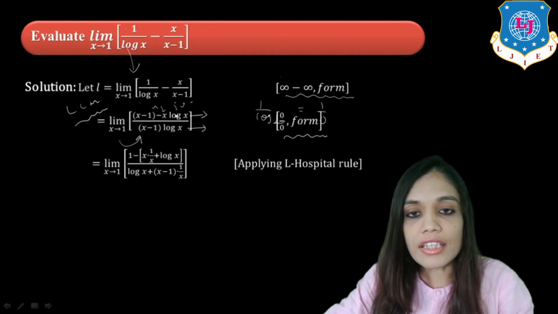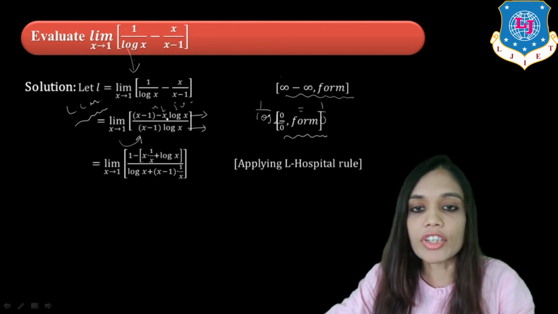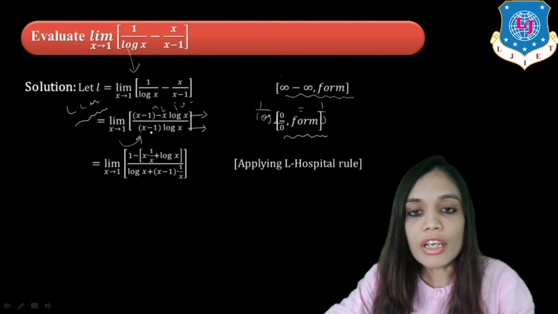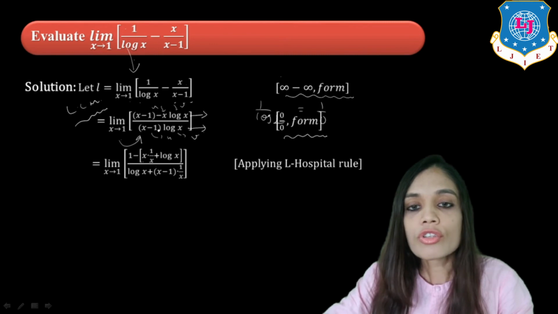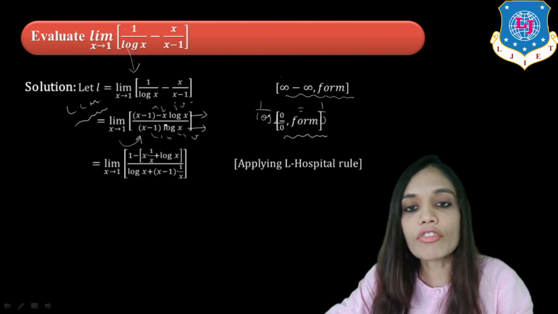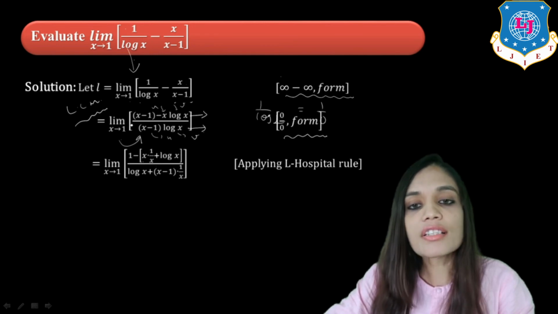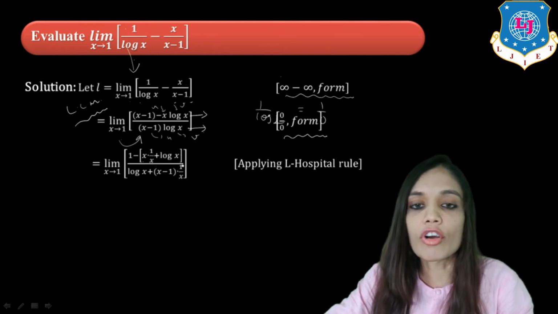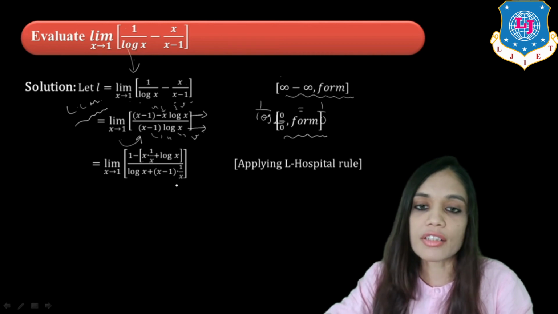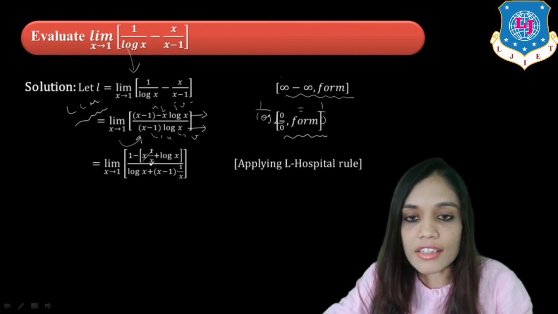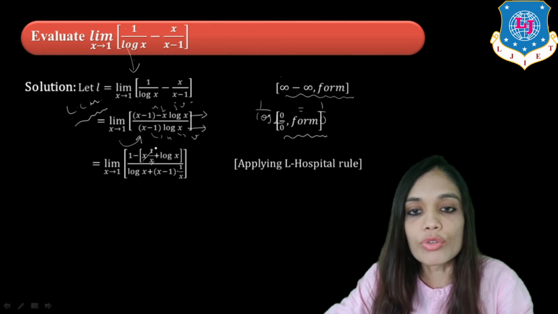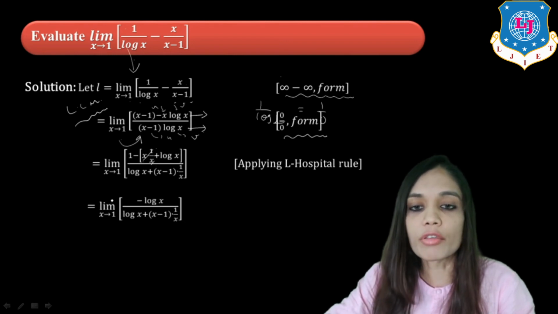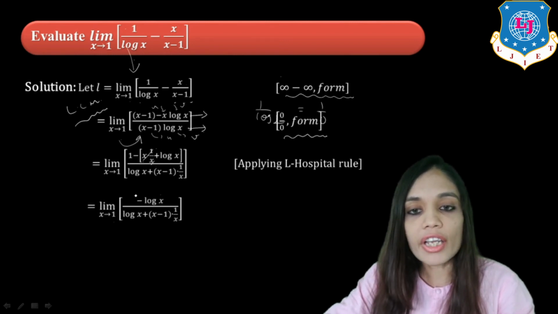So x as it is, derivative of log x will be 1 upon x, plus log x as it is, derivative of x will be 1. Similarly, here apply your UV rule. Keep log x as it is, derivative of x minus 1 will be 1, plus now keep x minus 1 as it is, derivative of log x will be 1 upon x. Now x and x get cancelled out. 1 minus 1 will be equal to 0. So finally what will remain? Limit x tends to 1, minus log x upon log x plus x minus 1 into 1 upon x.